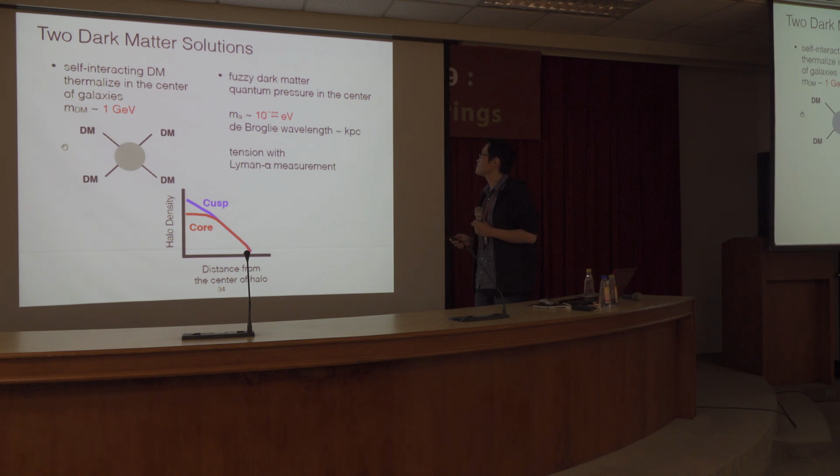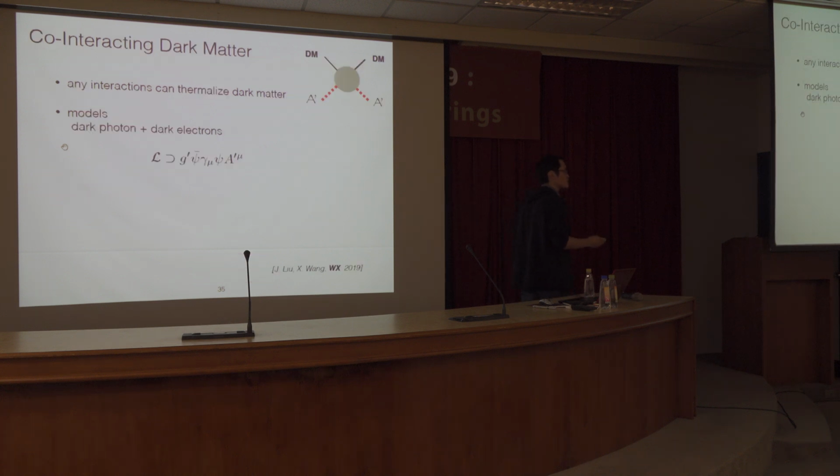For fuzzy dark matter, there's another way. Why did I talk about 10 to the minus 22 eV? I told you the de Broglie wavelength is about a kiloparsec. So inside the de Broglie wavelength is a core profile, and there's some tension with the Lyman-alpha measurement, depending on which group you ask. Maybe the central value will change a little bit. So why GeV? Why 10 to the minus 22 eV? And how about something else? How about some different mass? The same is true if we have a dark photon.